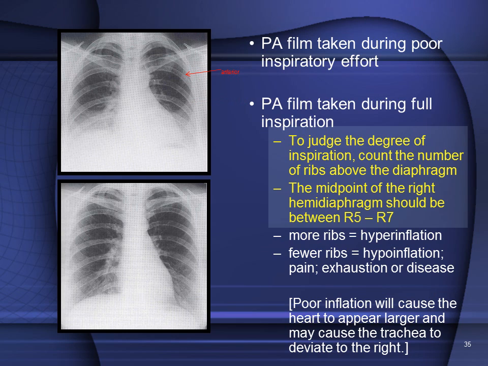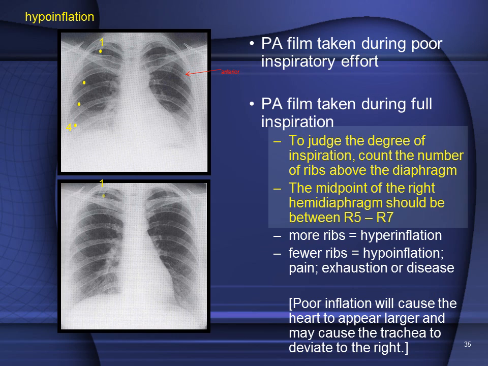I like using the anterior component. So if we count the number of ribs above the right hemidiaphragm on this upper chest film, we have 1, 2, 3, and 4. So we have 4 ribs, so the patient is underinflated. And if we look at the cardiac silhouette, it looks like it's shortened or squashed and a little bit wider. So the patient is hypoinflated.